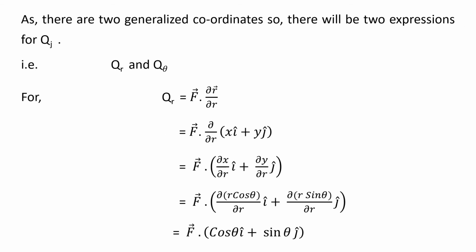As there are two generalized coordinates, there will be two expressions for Q j, that is Q r and Q theta. For Q r is equal to F dot partial r vector over partial r magnitude, is equal to F dot partial over partial r into x i cap plus y j cap, F dot partial x over partial r i cap plus partial y over partial r j cap. Substituting the values, F dot partial r cos theta over partial r i cap plus partial r sin theta over partial r j cap. We have F dot into cos theta i cap plus sin theta j cap.